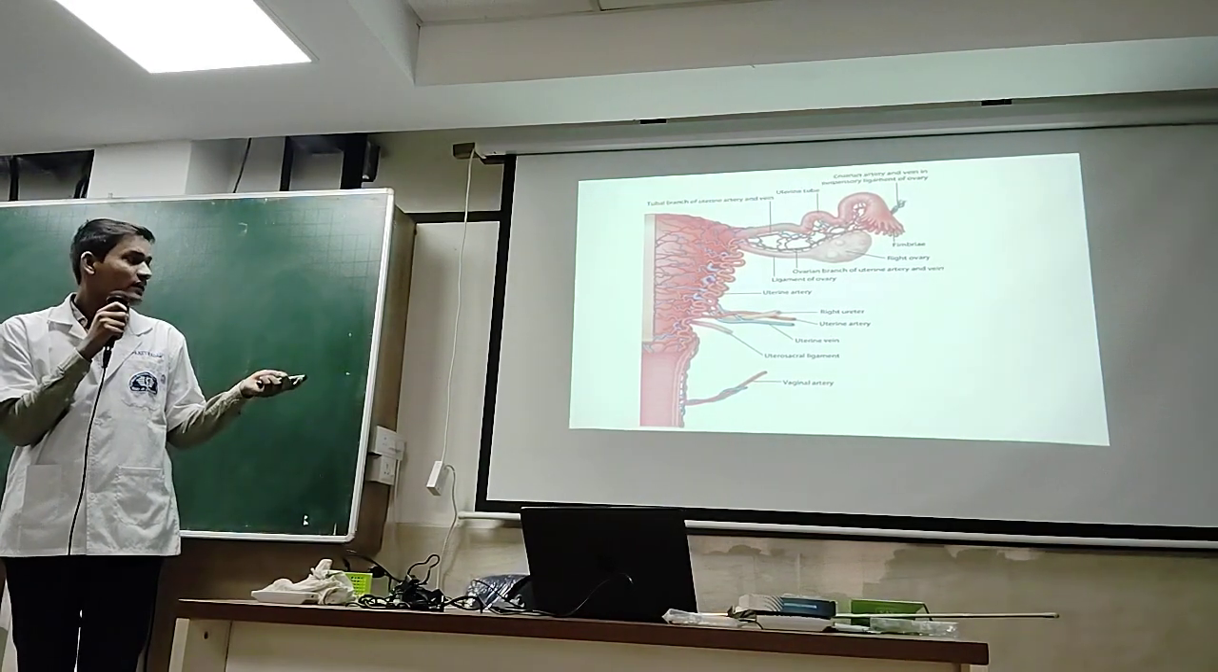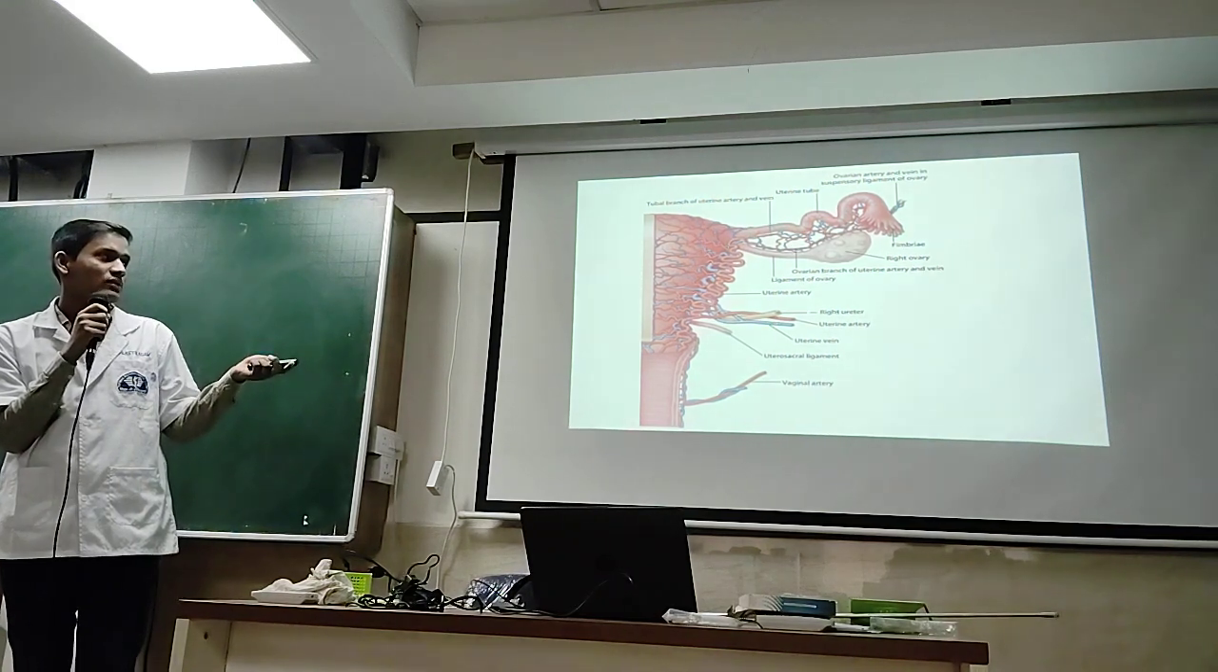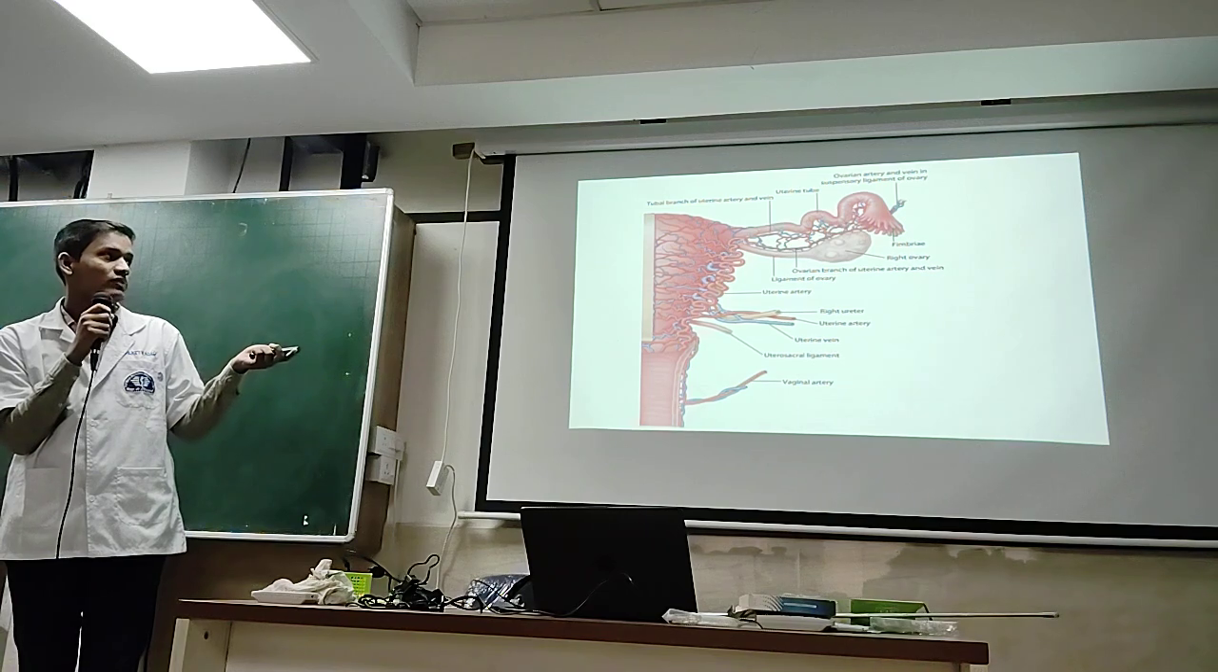In this image, you can see the ureter passing behind the uterine artery, the venous plexus around the uterus, and the tortuous course of the uterine artery.